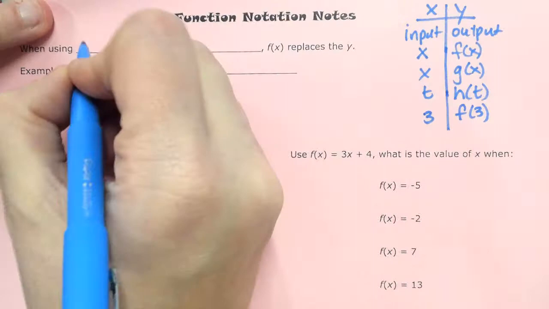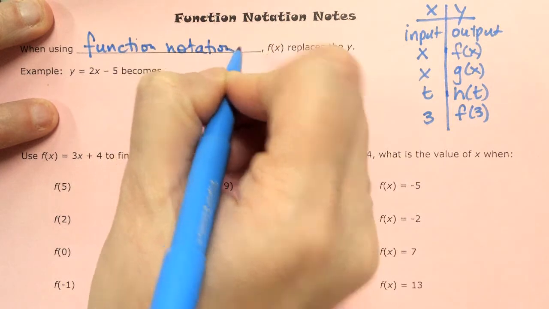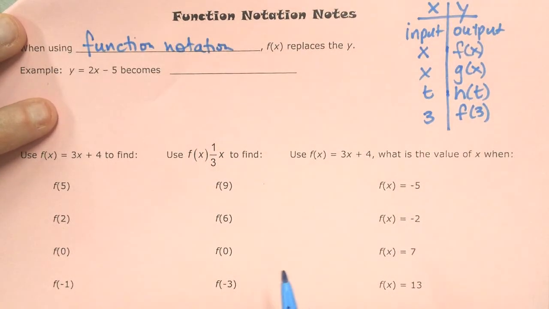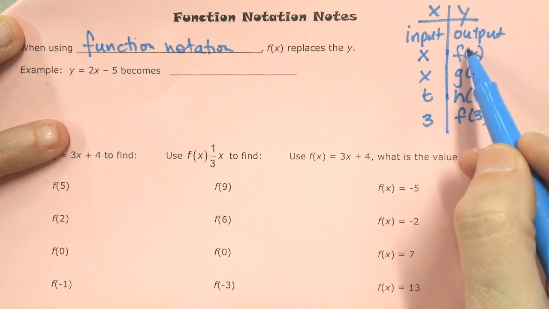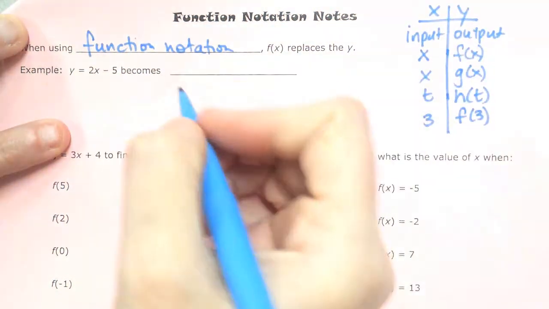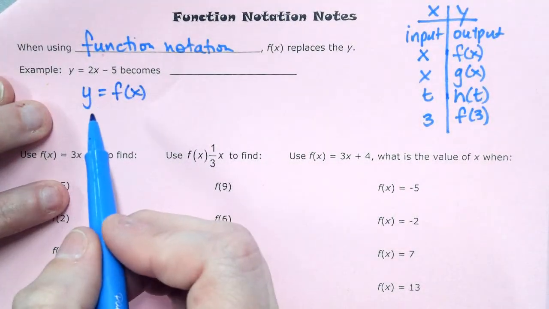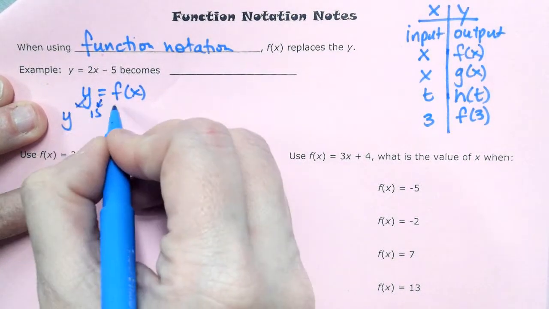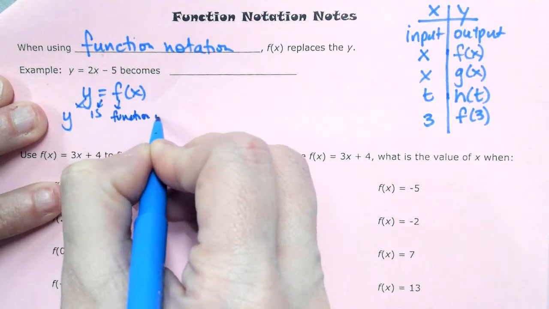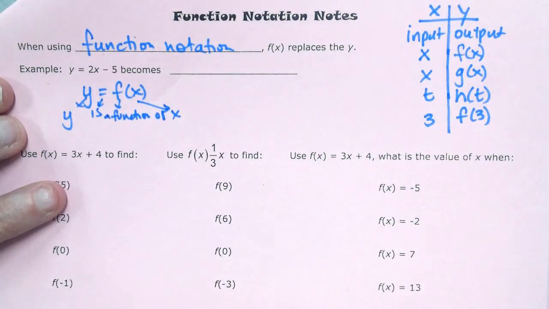Okay? So, when I use function notation, f of x just replaces my y, or g of x, or h of t, or q of r, who knows what it is. Okay? They all just mean y. And what this actually says is y is a function of x. That's why we say f of x. So, it says y equals f of x. Literally, if you read this math sentence in English, it's y is a function of x. That's literally what this sentence reads. Y is a function of x.